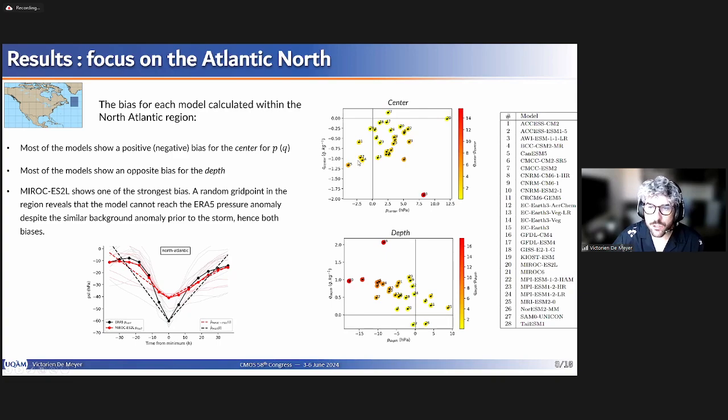What we can see here is that most of the models, when it comes to the center, have negative bias because they are below the line where y equals 0. And it's actually, when it comes to the pressure, the opposite here, where all the depth anomaly is actually positive. So it means the two parameters are quite compensating when it comes to the pressure anomaly.